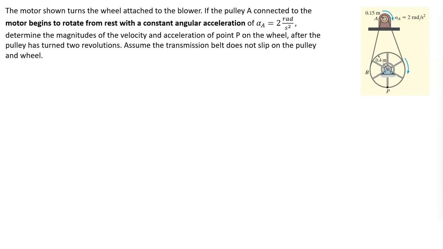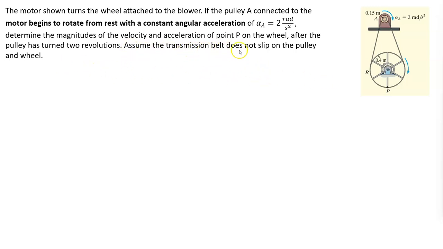You've got the motor shown, the motor being this little unit here up at the top with A. The motor shown turns a wheel attached to a blower. If the pulley A connected to that motor begins to rotate from rest with a constant angular acceleration of alpha sub A equals 2 radians per second squared, determine the magnitudes of the velocity and the acceleration of point P, down here, on the wheel after the pulley has turned 2 revolutions.